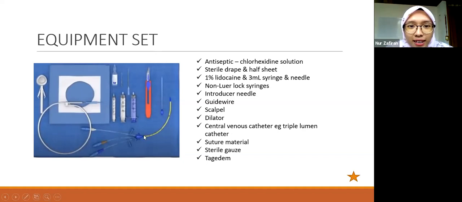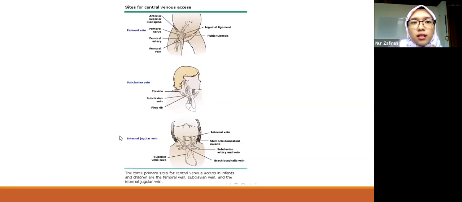Okay, next is the dilator. This is the dilator. This is the introducer, and then the central venous catheter, triple lumen here, and then the suture material, sterile gauze and tegaderm to secure the central line. Okay, so these are the sites for central venous access: the femoral vein, subclavian vein, and internal jugular vein. And I will add more about the peripherally inserted central catheter later. And this is only the sites.